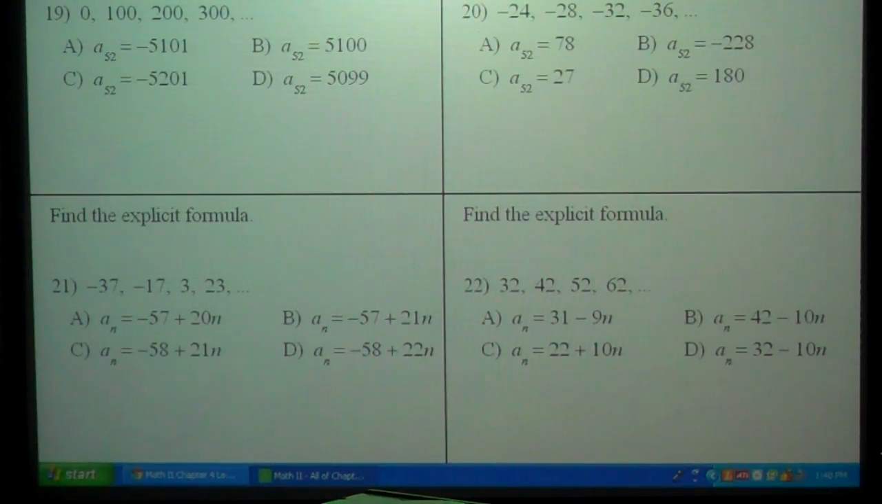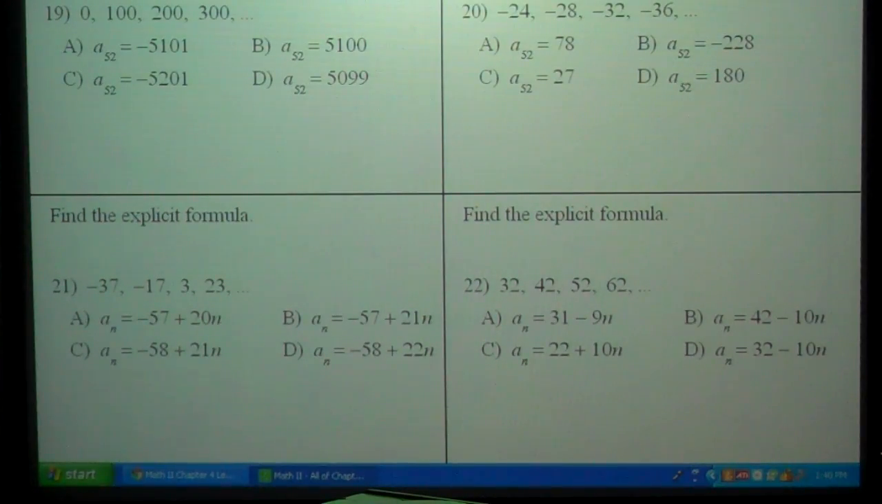Okay, find the 52nd term here. Negative 24, negative 28, negative 32, negative 36. What's that 52nd term? You got to figure out the rule. It's arithmetic. So you got to figure out the rule, then plug in 52 for n. Same thing on both of those. Then down here, all you got to do is find the formula. All 4 of these are arithmetic.